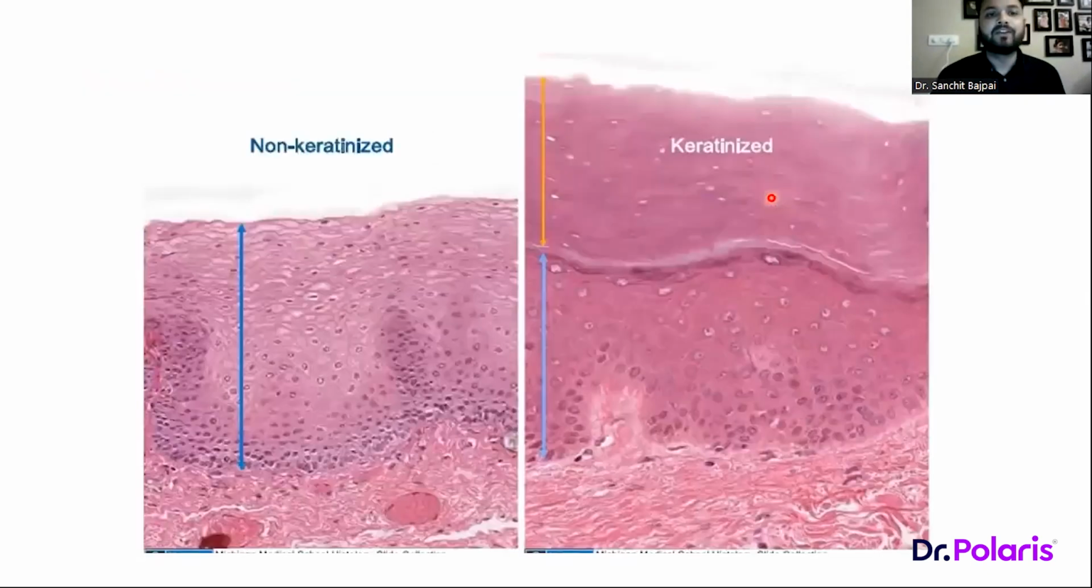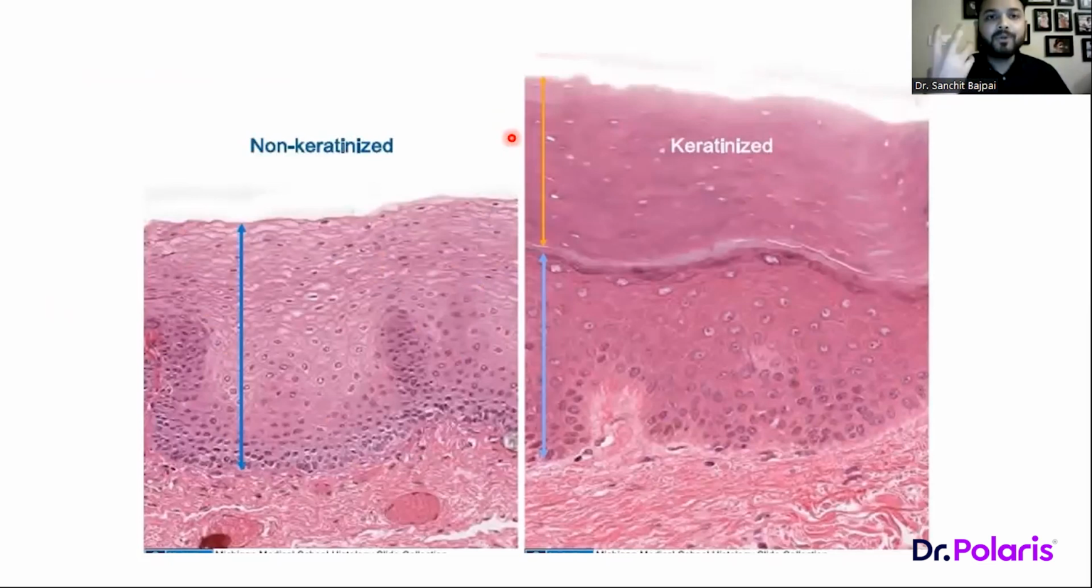Okay, right. Now, first let's see about stratified squamous epithelium. Stratified means multiple layers of what? Of squamous layers or squamous epithelium. I told you the topmost layer has to be squamous, so that's why it is stratified squamous. Now, stratified squamous epithelium is again divided into two categories: keratinized epithelium and non-keratinized epithelium. What is keratin? Keratin is something which is hard, rough. Okay, they are secreted by the cell as a hard and rough substance.